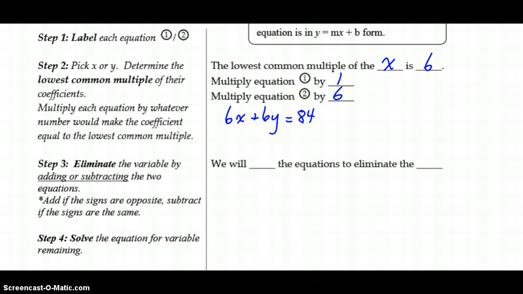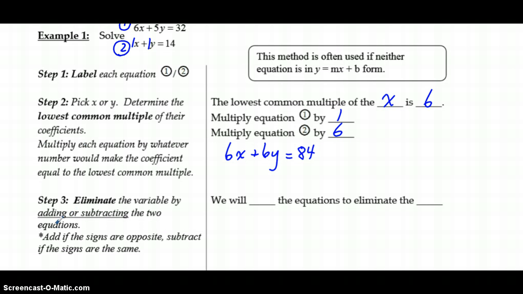Now what I want to do is eliminate that x term by either adding or subtracting the two equations together. This here is equation number 2, which I've changed. I'm just going to rewrite equation number 1 right underneath it. So I have 6x plus 5y equals 32. Because these numbers are exactly the same, with the same sign, a positive and a positive, you're going to subtract the equations. If we had opposite signs like 6 and negative 6, you would be able to just add the two equations together in order to eliminate. So in this case, we are going to subtract the equations to eliminate the x term.